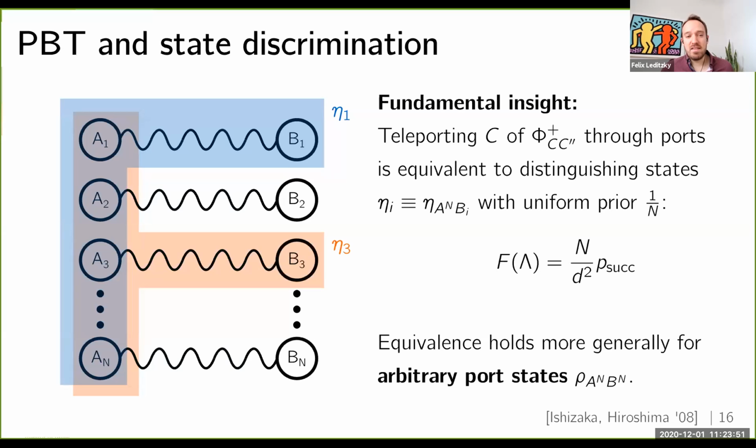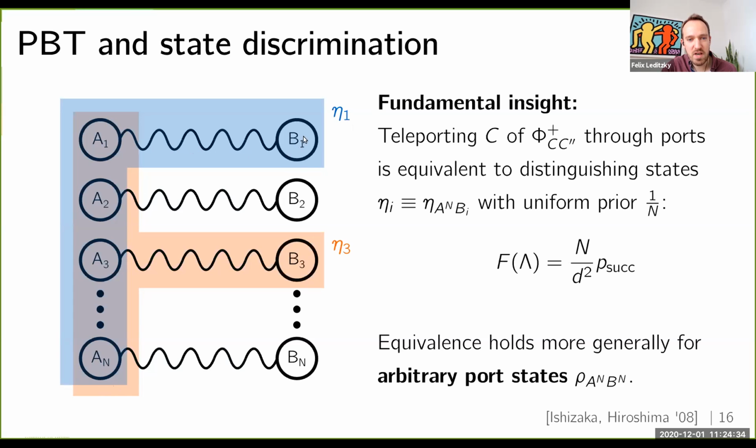Okay, and in order to do this analysis and determine the entanglement fidelity of port-based teleportation protocols, Ishizaka and Hiroshima, when they devised this protocol, had a very fundamental insight into this problem. Namely, they realized that teleporting half of a maximally entangled state from Alice to Bob through these ports is actually equivalent to a certain state discrimination problem. And in more detail, it's equivalent to distinguishing these states, eta i. I've tried to schematically depict them here on the left.